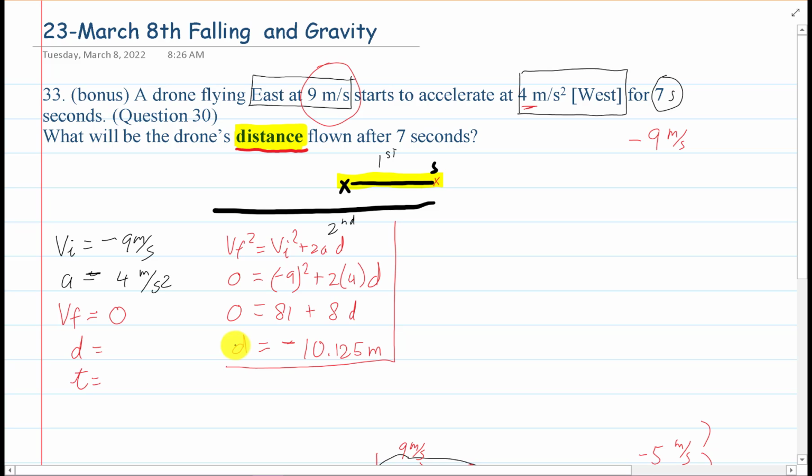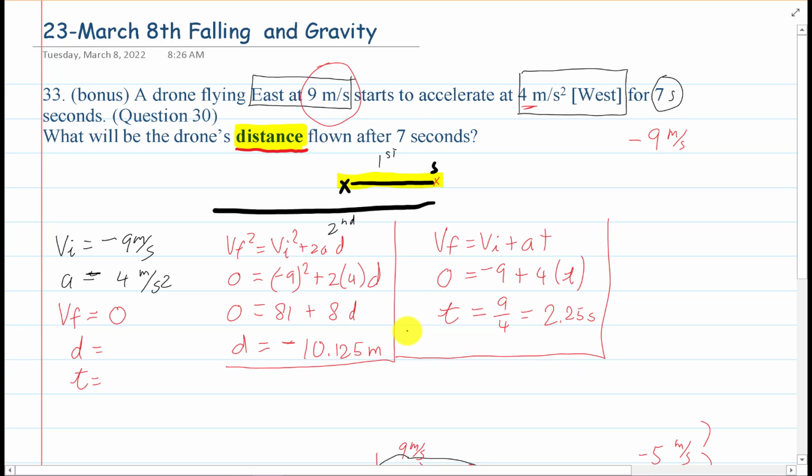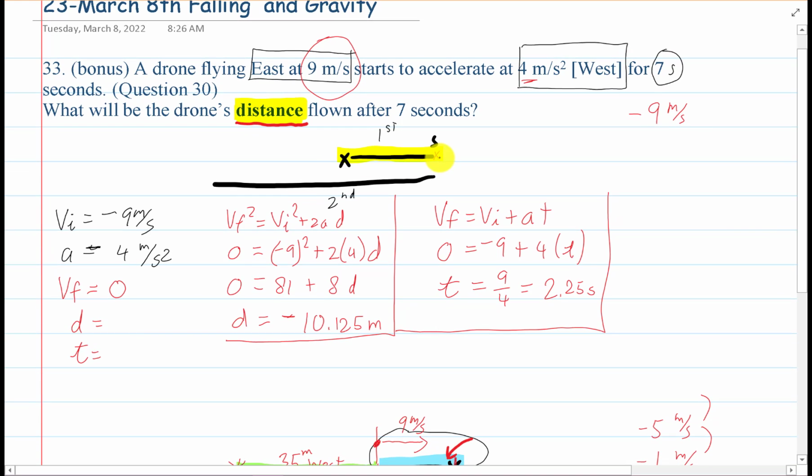Got it? And then the time, do it without the distance. So we'll use VF equals VI plus AT. VF is 0 is equal to VI, which is negative 9 plus 4T. And as we got before, the 9 goes over there, becomes positive, then divided by 4. T is going to equal 9 over 4, which is 2.25 seconds. Okay? And the negative just means it went this way, because the negative is east.